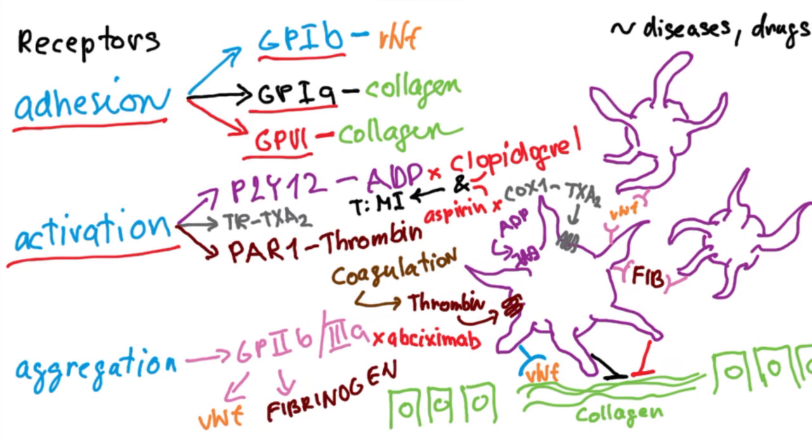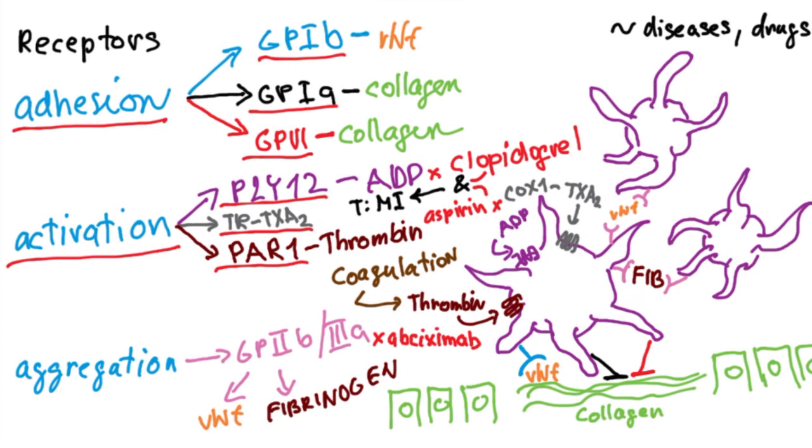The first one is the P2Y12 receptor, which is activated by ADP. And very importantly, a drug called clopidogrel is able to block this receptor, so it blocks the activation of platelets. Then there is the thromboxane receptor, TR, which binds thromboxane A2. Indirectly, we could understand that this is blocked by aspirin, but by blocking the production of thromboxane A2. And then there is the PAR1 receptor, which binds thrombin and is activated by thrombin.